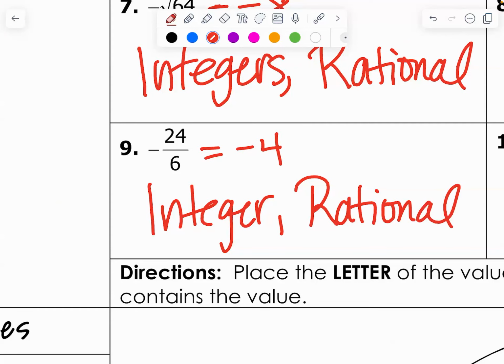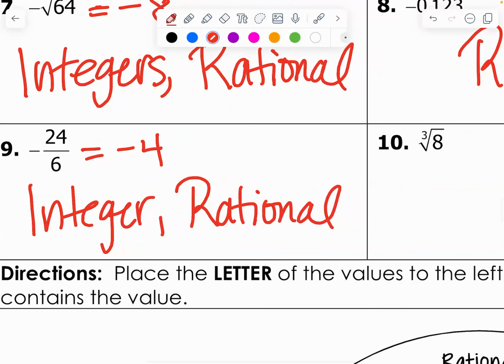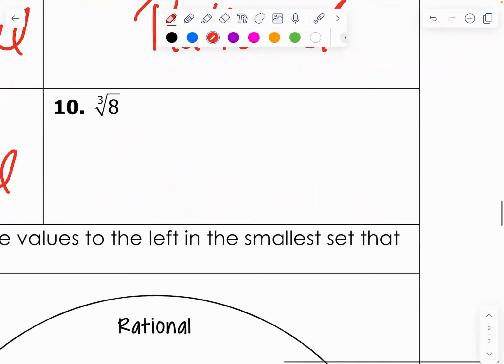All right, and then our last one is the cube root of 8. Oh, it's a radical. It must be irrational, right? No, because Austin, what is the cube root of 8? 2. And where does 2 belong? Whole numbers. Integers.